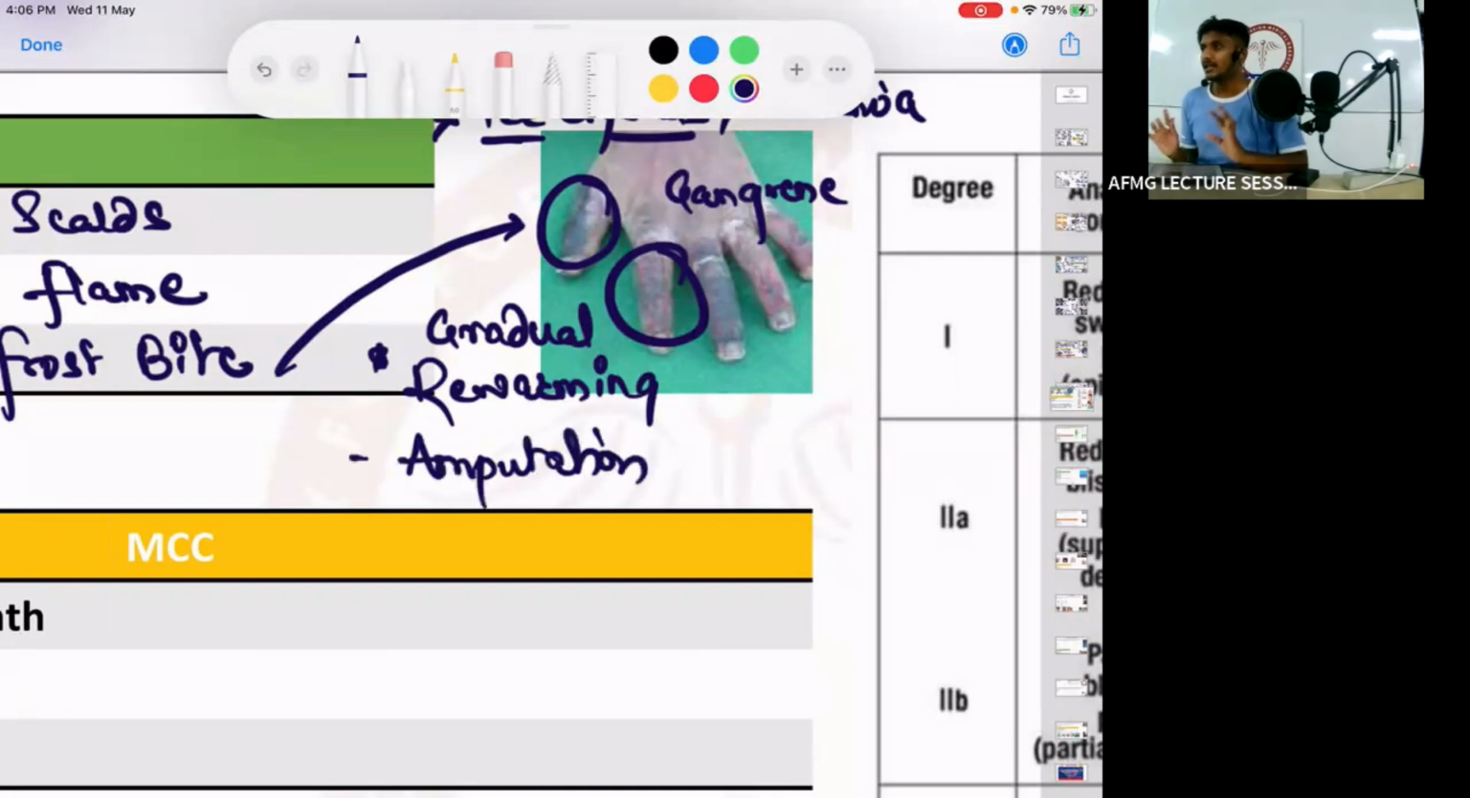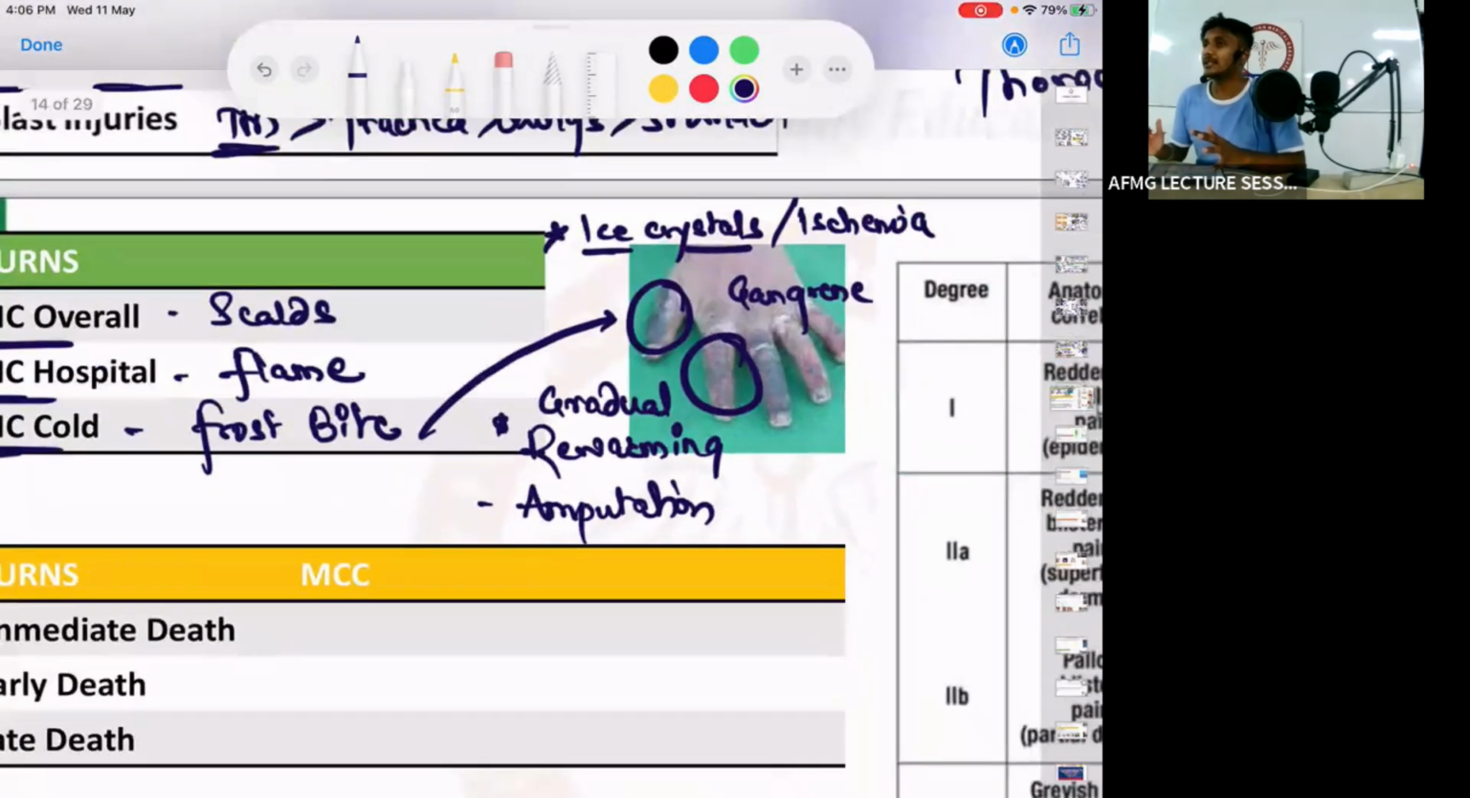So frostbite, understood? The other can be due to moist cold or water. What is it called in forensic? Trench foot. It is the trench foot. No issues with this?